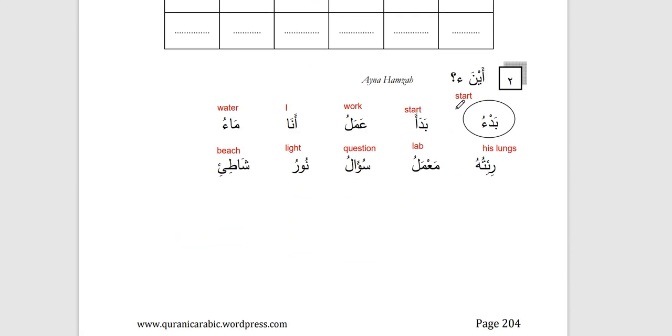So quickly we will go to exercise number 2, ayna hamza. I have given all the meanings here. These random words are very good to build up your vocabulary. Inshallah, after this book you will jump on to the Quranic Arabic, where you should have some vocabulary built before you approach the Quranic Arabic level.